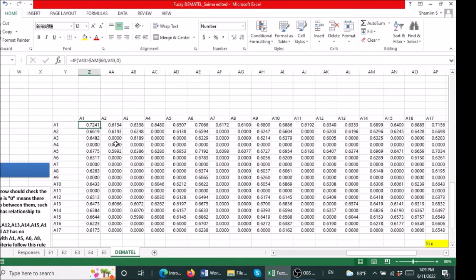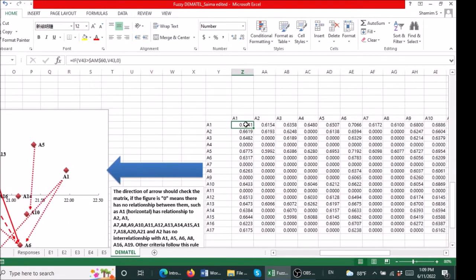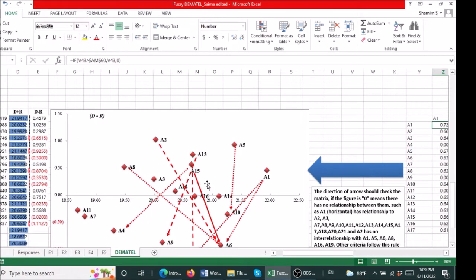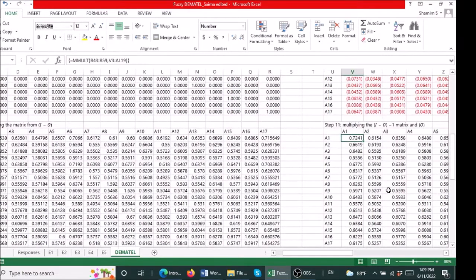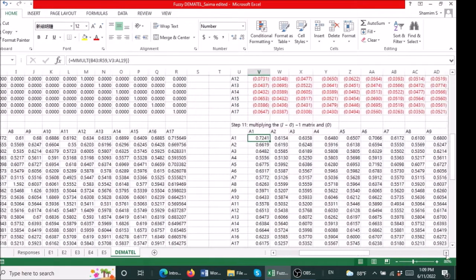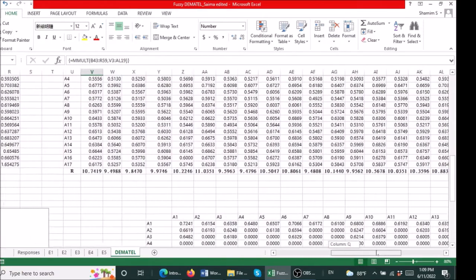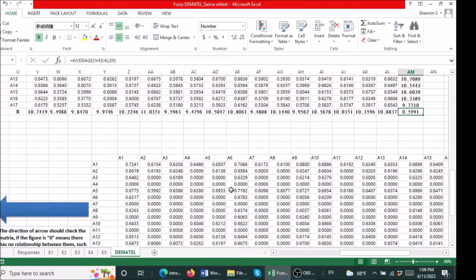Okay, so means if the value of A1, say for example this one, if this value is greater than the threshold value, I mean the average one, then keep it as it is. Otherwise, convert it into 0, 0, 0. Okay, this is what the formula actually tells. Okay, so now we got the effect matrix.